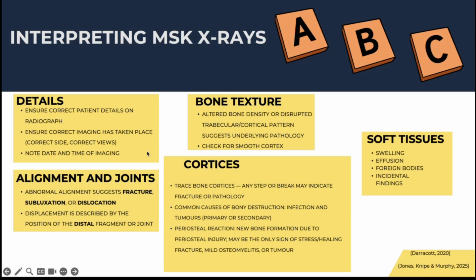And then finally, but also very importantly, is looking at the soft tissues. So we've got ABCs, with S being the soft tissues: looking for any swelling, any effusion, any foreign bodies, and any incidental findings that you might see on the X-ray that you're looking at.